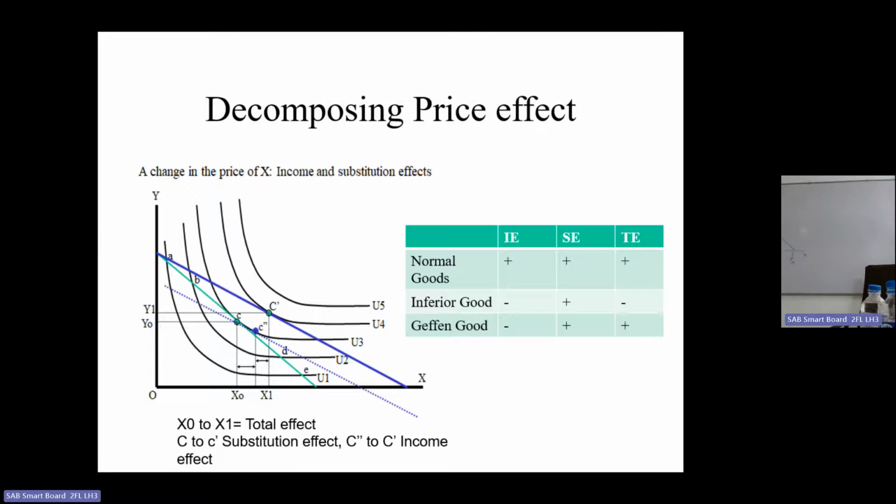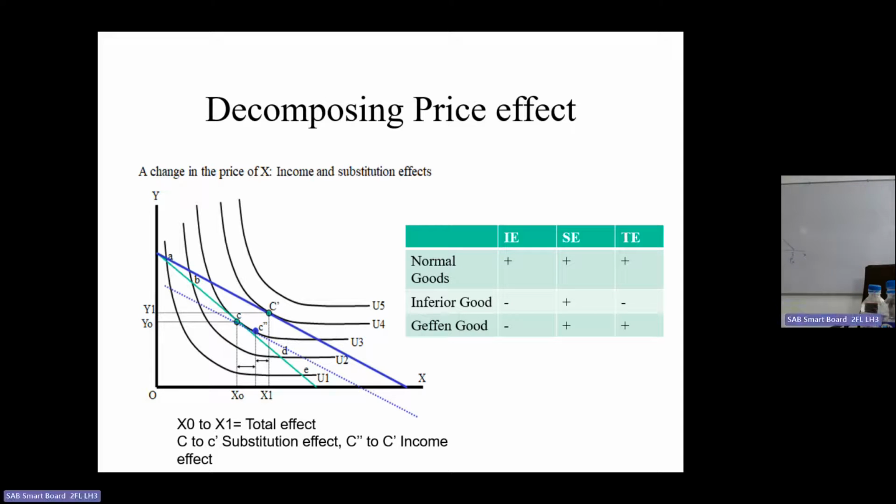If it is a normal good, we know that the income effect is also positive. When the income level increases, demand increases, so it is positive. And the substitution effect is also positive with the rise in income. And the total effect is positive, right?